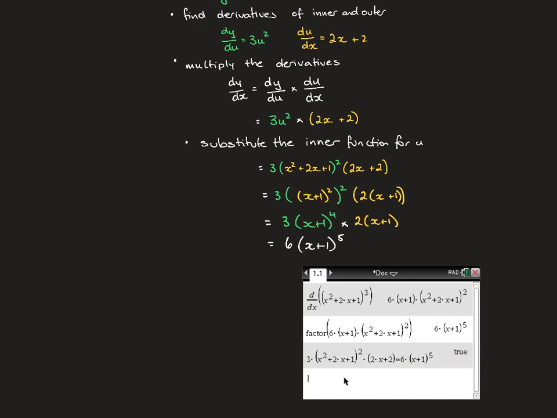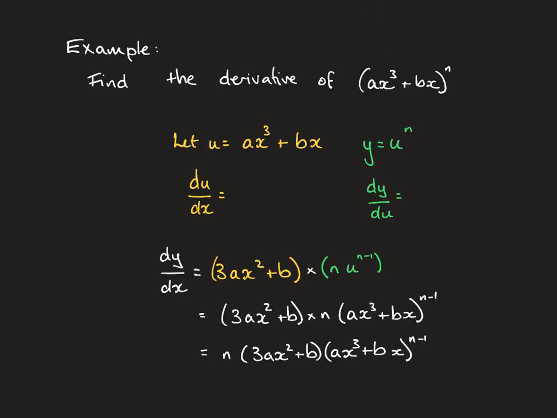Okay, so now let's look at a really complicated question. And this is complicated because we're going to find the derivative and we've got parameters in here. Okay, so we've got an a and we've got a b. And so the process is still exactly the same. So this is a composite function. So we need to identify the inner function and we need to identify our outer function.